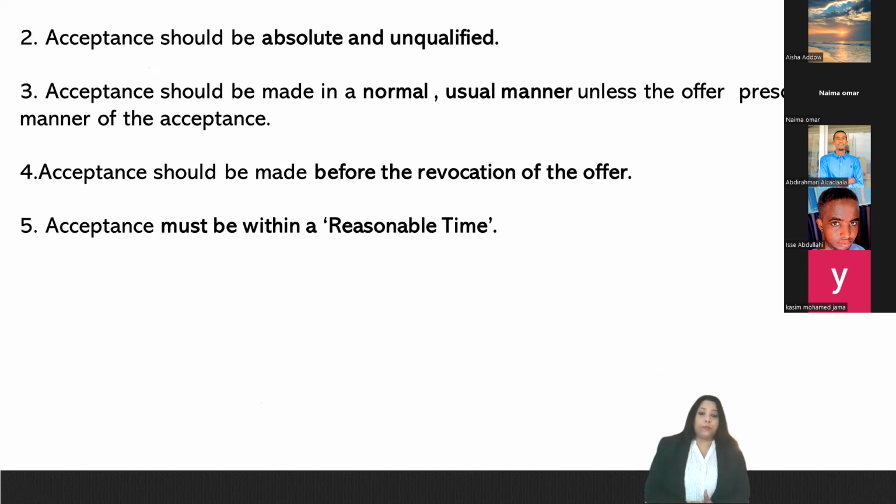Next, acceptance should be absolute. It should be straight, direct, and unambiguous. It should be made in the normal, usual manner, the usual way of expressing acceptance. In today's world, acceptance can be expressed by way of phone, mobile phones.